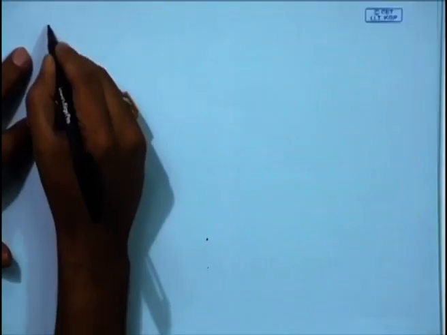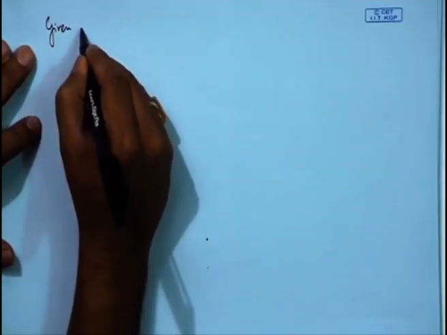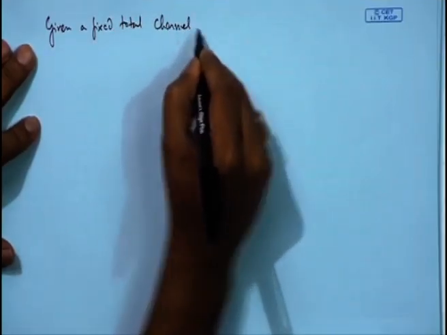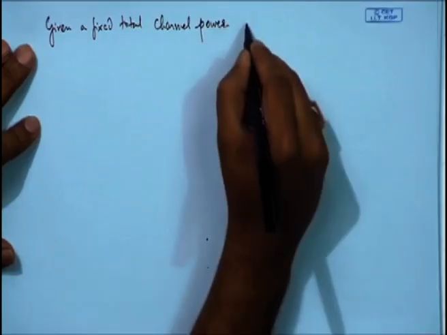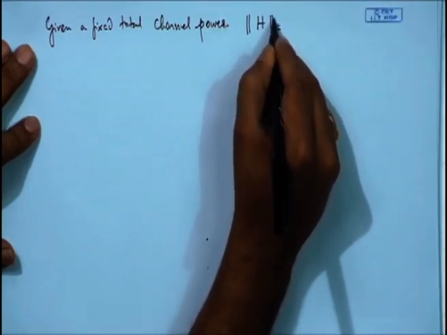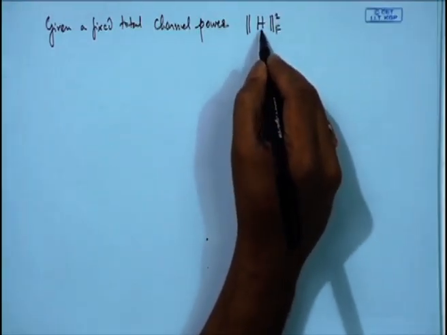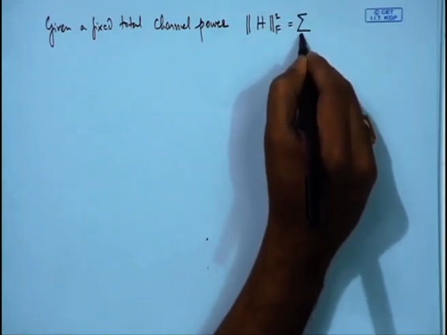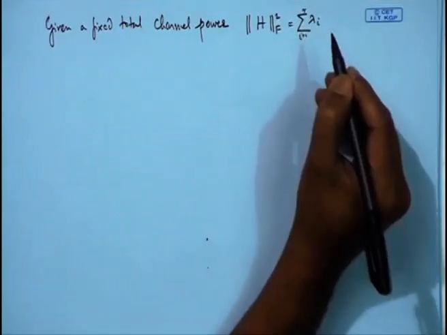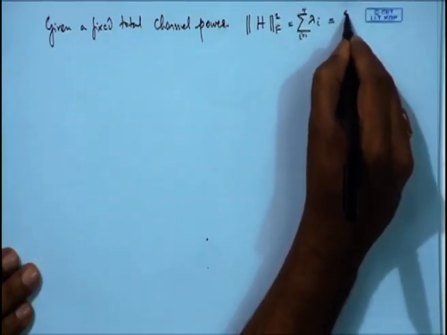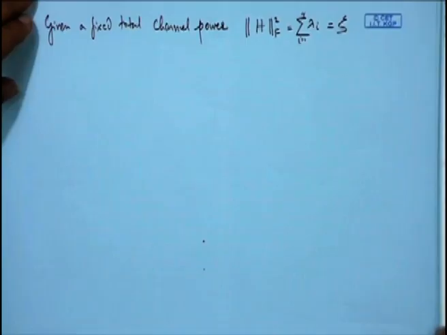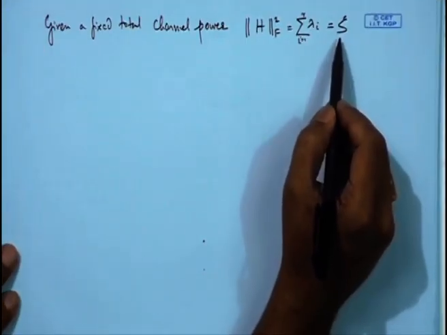Right. So to do that, we'll consider that we are given a fixed total channel power indicated by the Frobenius norm squared of H. This we have studied: that is the sum of the elemental squared values, and this could be set equal to the trace of H Hermitian H, which is the sum of all the eigenvalues, and let us say this is equal to some constant zeta, the given total fixed channel power. So that means the channel has a total power which is not changing.